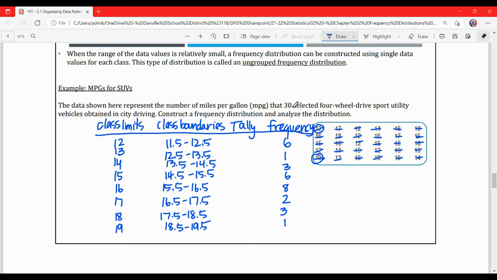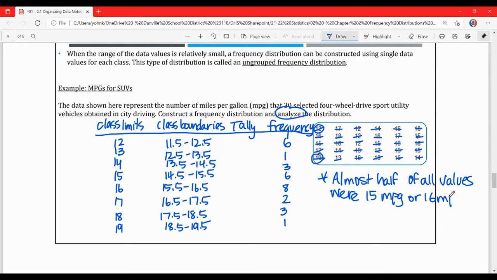It does say to analyze the distribution. And when you analyze the distribution, you want to tell me about any increases, decreases, any peaks in the data, things like that. So one thing that you can see is that between 15 and 16, that's 14 numbers. That's almost half of the data values falling in those two classes. So one thing we could say is almost half of all values were 15 miles per gallon or 16 miles per gallon. There are other things that you can say. You can say 16 miles per gallon was the most popular, and 13 and 19 miles per gallon were the least popular.